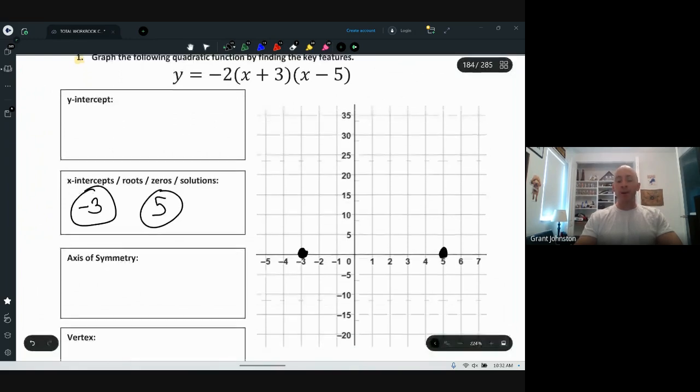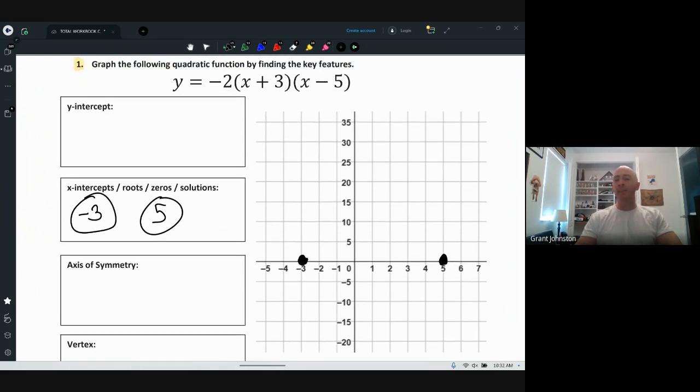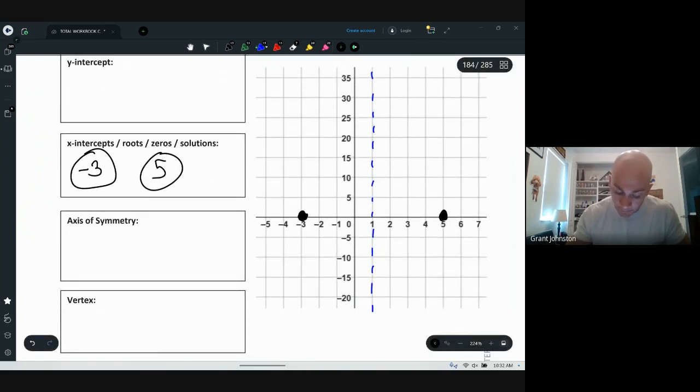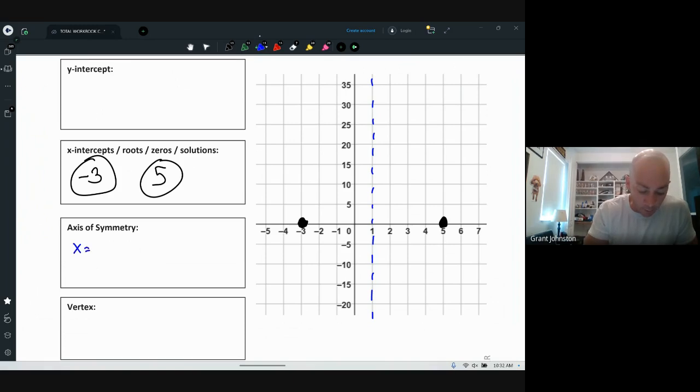Now, next thing for this graph, I want to get the axis of symmetry. And this is a choice, but I want to get the axis of symmetry. And for a parabola to be symmetrical, the axis of symmetry has to split it, right? It has got to be in the middle of the roots. So I can just eyeball this. I know it's going to be at 1. So the axis of symmetry is at x equals 1. That's where the axis of symmetry is. And if you can't eyeball it, remember, it's just in the middle of the 2 points.